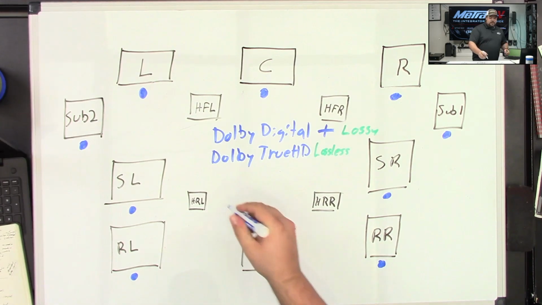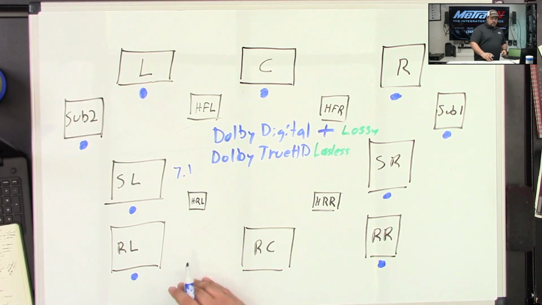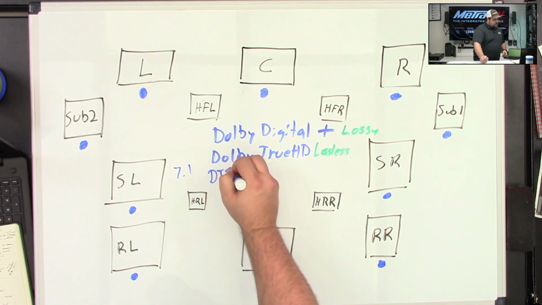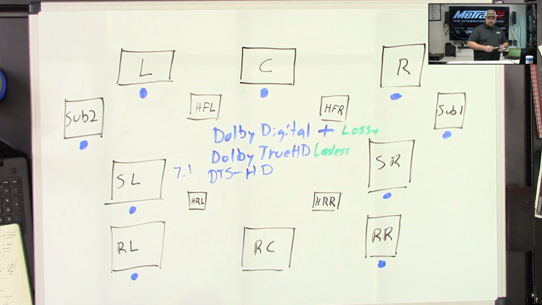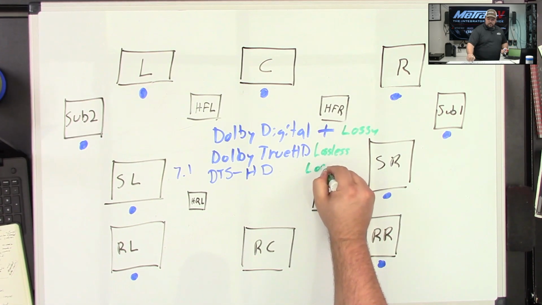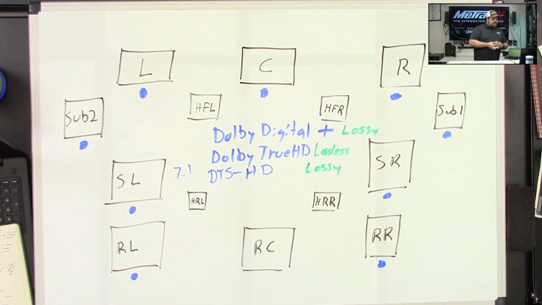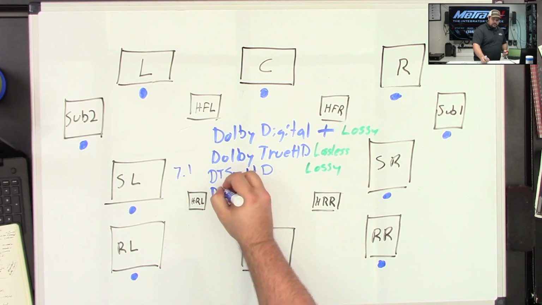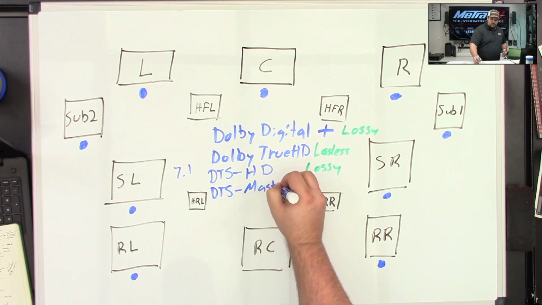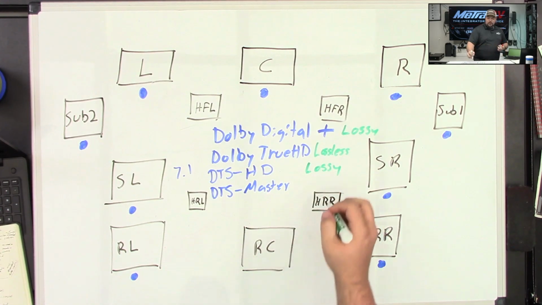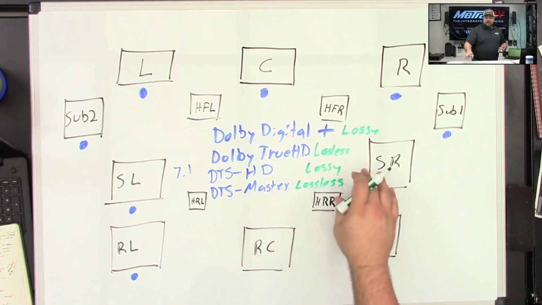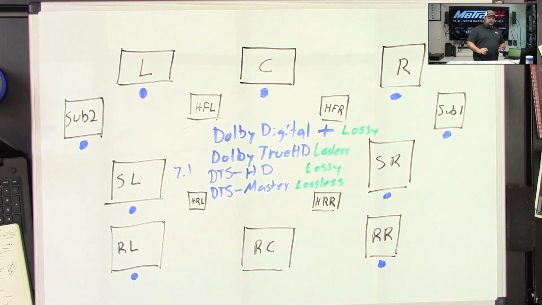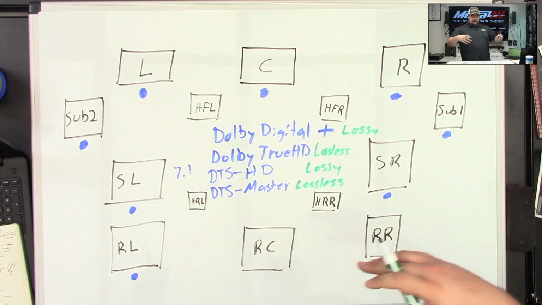So in this 7.1 system, you also have something from DTS. So DTS, they had DTS HD. So DTS HD, that was a lossy system, just like Dolby Digital Plus. And then you've got DTS Master, which was a lossless audio format. And that was the only difference between all of them, one was lossy and one was lossless. Only difference between DTS and Dolby Digital is who made it.